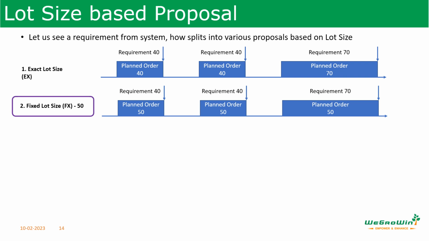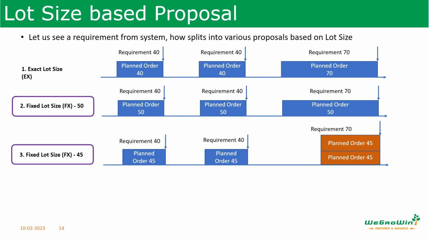If the fixed lot size is defined, but the quantity is 45, what will happen? The first two periods are the same, the planned orders will be 45, 45. But in the third period, the system will give two proposals, because having only 45 will not meet the requirement of 70. There will still be a shortage. But since we defined fixed lot size 45, the system gives a proposal of another 45. So two planned orders of 45, 45 are created.